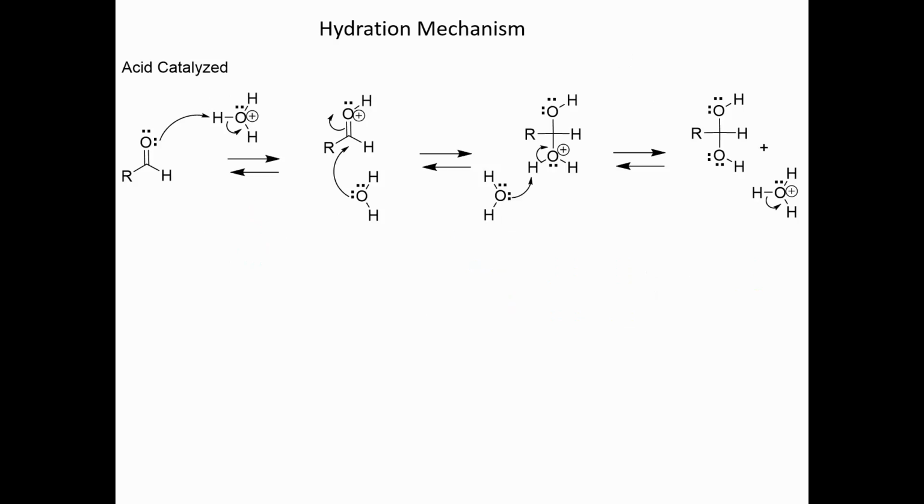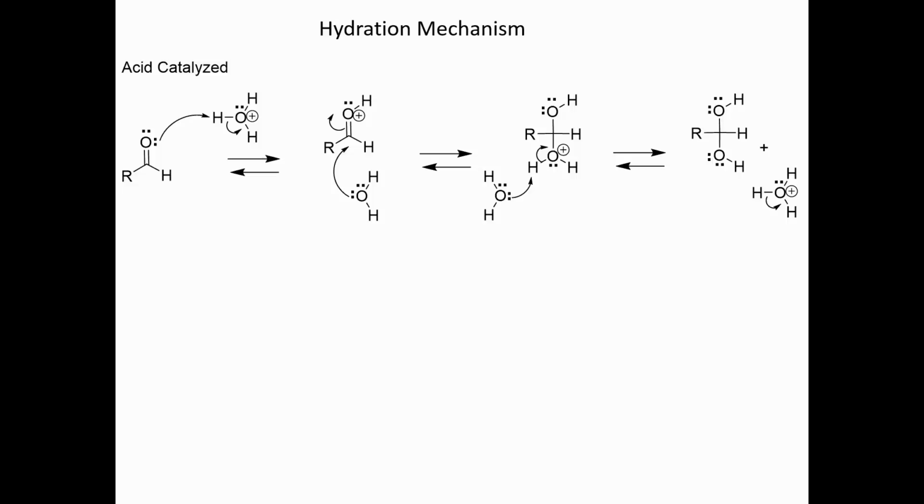All right, let's look at the mechanism for hydrate formation. And we have two methods for hydrate formation. Let me just say something about this. It implied that you get a hydrate spontaneously when you add water to an aldehyde or a ketone. It's not spontaneous. It's actually a very slow reaction. However, you can speed the reaction up by adding an acid or a base catalyst. That doesn't affect the position of equilibrium. It just affects the rate at which equilibrium is achieved.